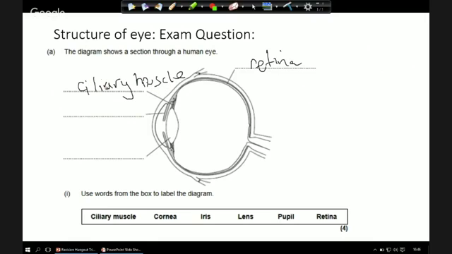Ciliary muscle. And here we will have the iris. So the iris is just around the outside of this gap here, which is a pupil. And of course this funny shaped thing here is the lens.